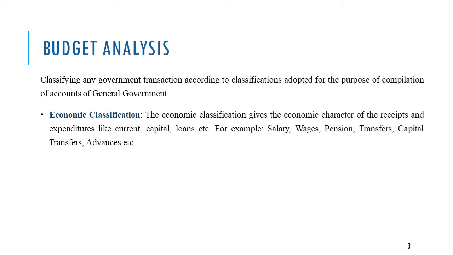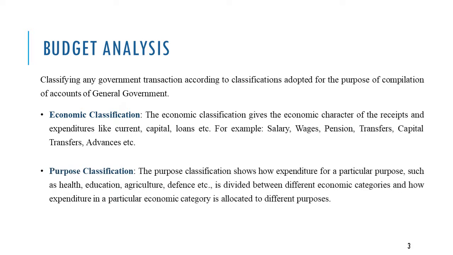The first classification is the economic classification, which gives the economic character of the receipts and expenditures. That means we need to classify a transaction as a salary or a transfer, or it may be a capital transfer, etc. The second classification is the purpose classification, which shows the purpose served by the government transaction, such as health, education, agriculture, defense, etc. These two are combined to form economic cum purpose classification.